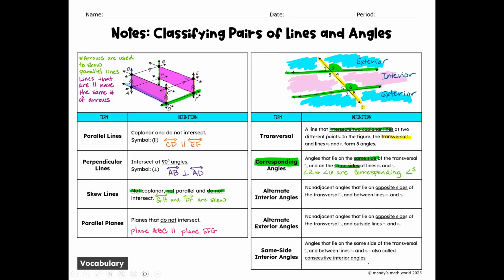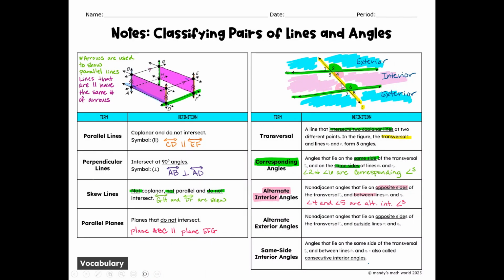Alternate interior angles. So when we think about alternate and interior, alternate go back and forth, interior, inside angles. So alternate interior angles are non-adjacent angles. That means they're not right next to each other, that lie on opposite sides of the transversal and between lines M and N. An example of that would be angles 4 and angle 5.